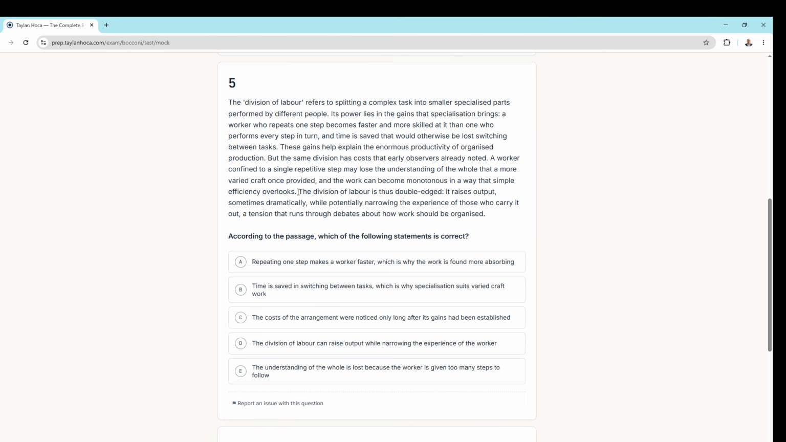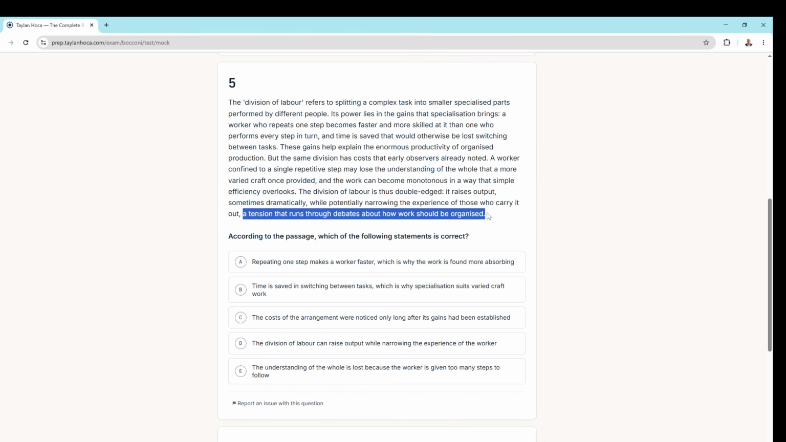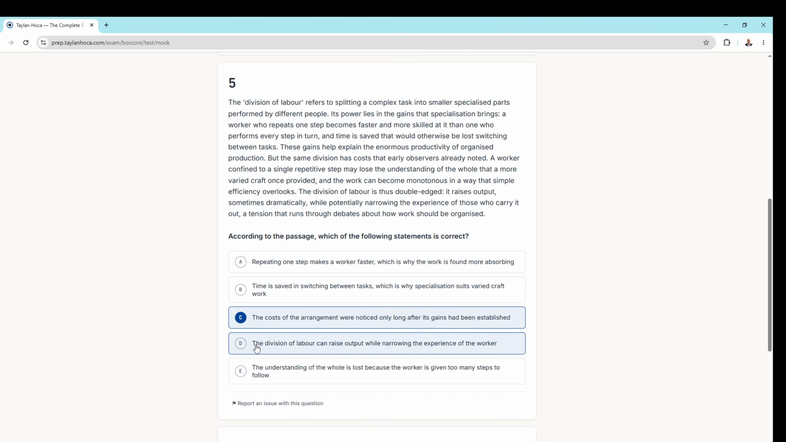All right, the division of labor is double-edged. It raises output, but narrows the experience of those who carry it out. All right, so I'm gonna go for this. Yeah, because I think it's very clear. So I won't check the others. I hope there is no trick. Potentially narrowing. It says potentially. All right, maybe a trick. While potentially, okay, I'm gonna check the others because it says potentially. It's a bit alarming. It can be a trick.